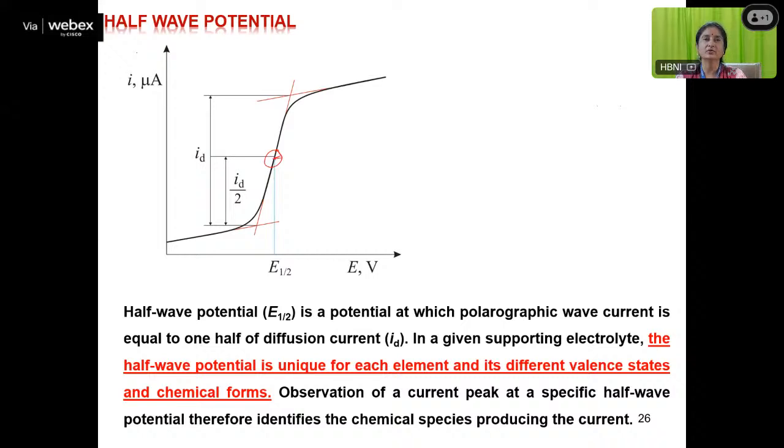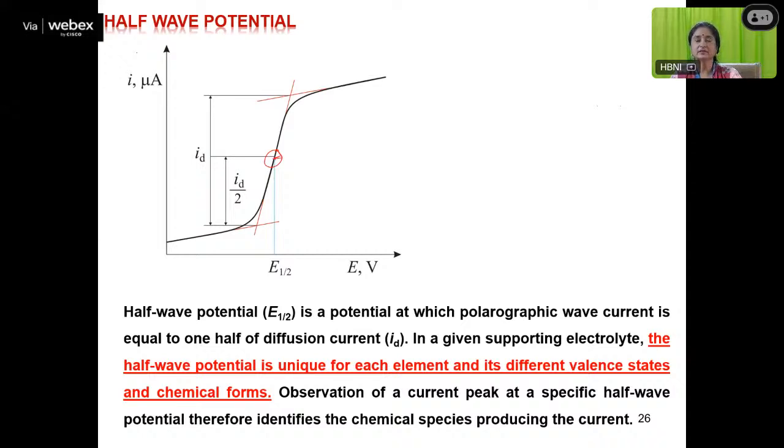In a given supporting electrolyte, the half-wave potential is unique for each element and its different valence states and chemical form. So half-wave potential will be different for different species, as well as for different oxidized species of the same analyte. Say arsenic 3 and arsenic 5 both have different half-wave potentials. It is not that since this is the element, 3 and 5 will have the same half-wave potential. No. It depends on element to element and also on the different oxidation species of the element.